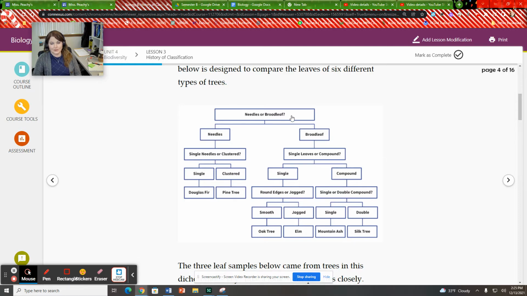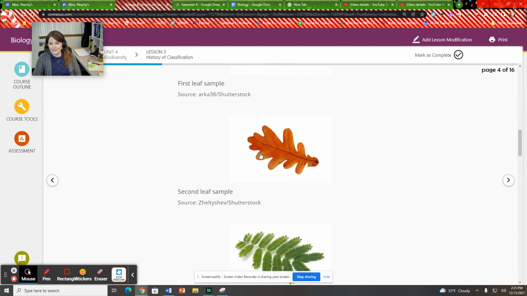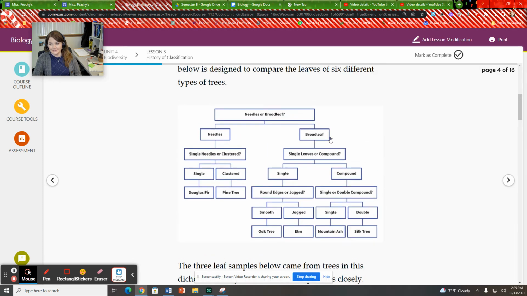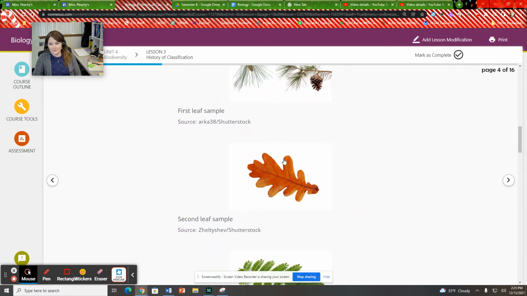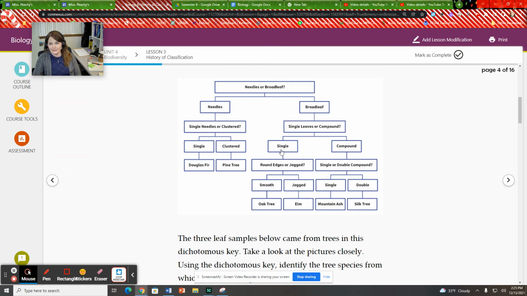So do we have needles or do we have a broadleaf? If we have needles, we follow the questions on the left. If it's a broadleaf, we follow the questions on the right. So let's do this second picture here. Needles or broadleaf? This is a broadleaf. Is it a single leaf or a compound leaf? This would be a single leaf. This is an example of a compound leaf here. So we follow single. Does it have round edges or jagged edges? Well, it is smooth. So we say it comes from the oak tree.